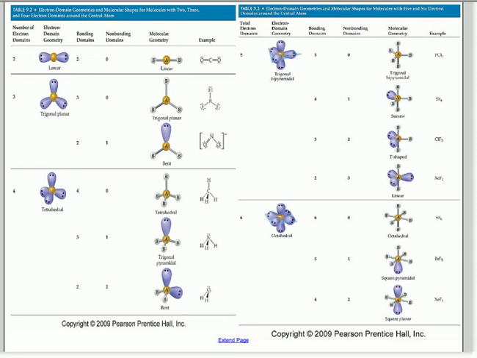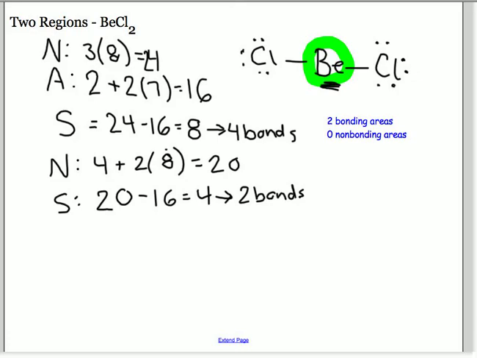This is not given to you on the AP test. This is not given to you on your test in this class. So these are things you need to learn and understand. And you can see that we have 2 bonding, 0 non-bonding. This is giving us a picture of what it would look like 3-dimensionally. And this is our name. It's a linear molecule.